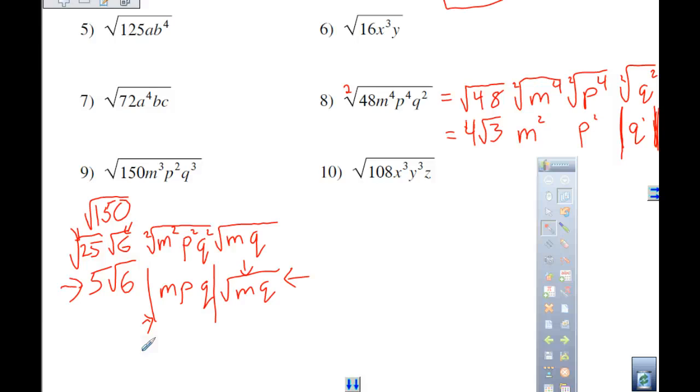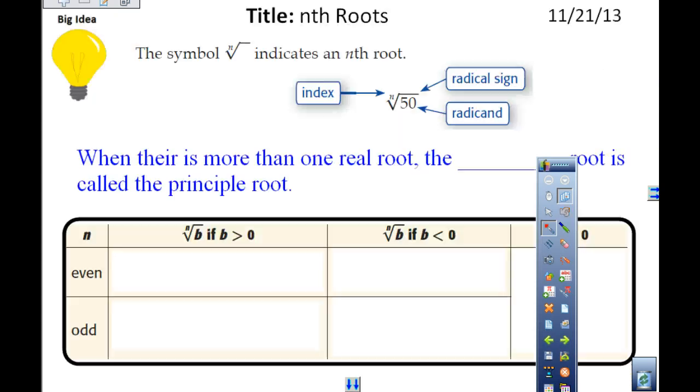But if you work at trying to set up the variables in the same way you set up the numbers, root 150 is root 25, root 6, the part you can take the square root of, then the part you can't, it'll make a lot more sense. It'll be like, okay, I'm doing the same thing I already know how to do, just with variables. So let's practice a few.